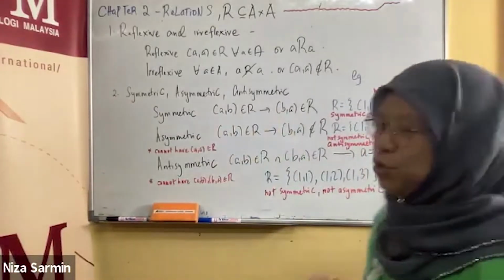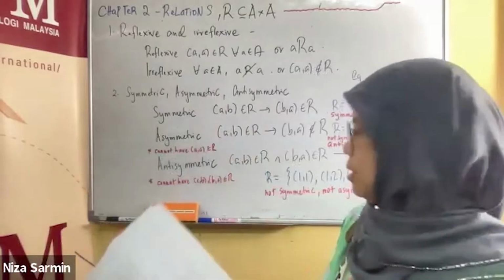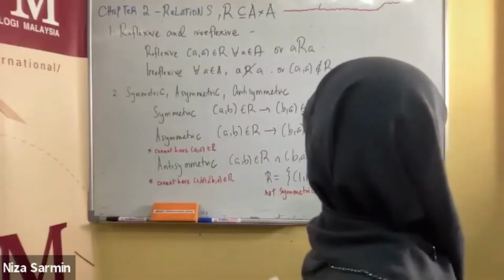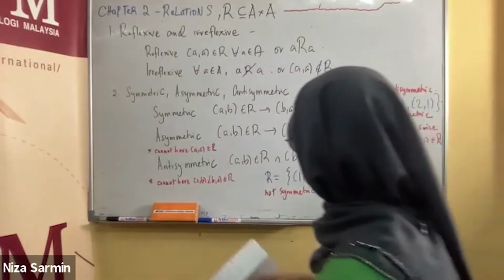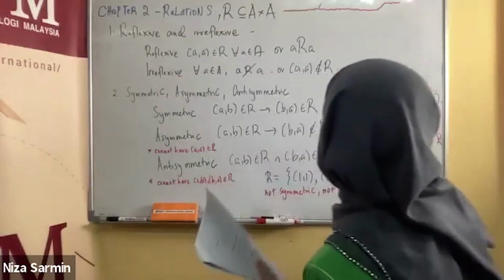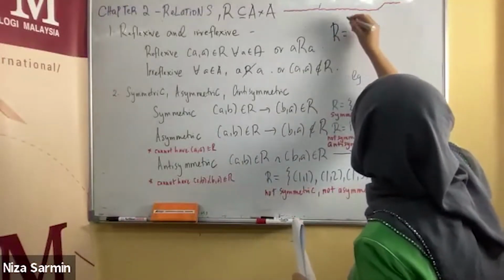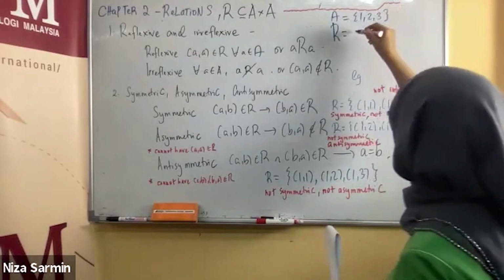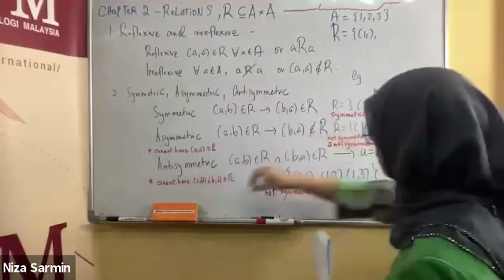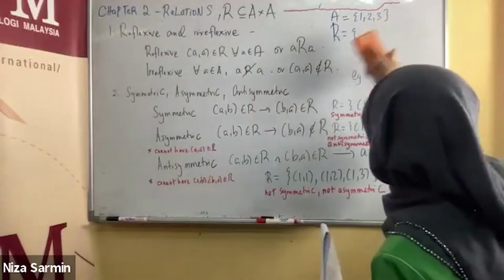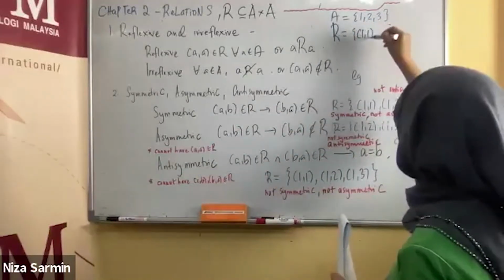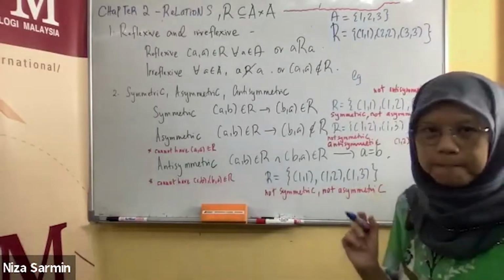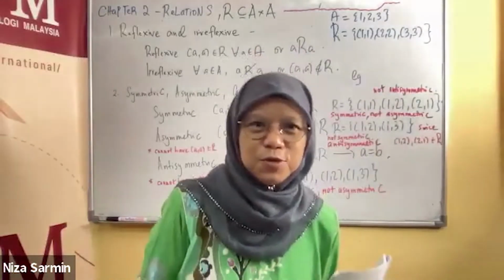Okay, let me give you one question and you answer whether it's symmetric, asymmetric, or antisymmetric. I give you a simple one. R on A, I have to give A, right? A is {1, 2, 3}. R is {(1,1), (2,2), (3,3)}. Okay, let me give you a few minutes to think.